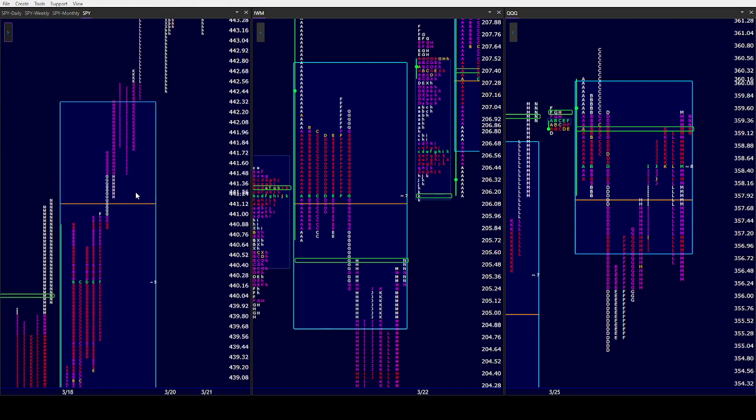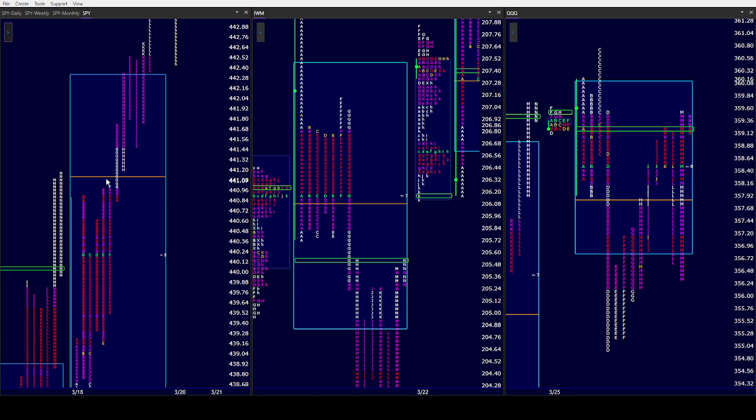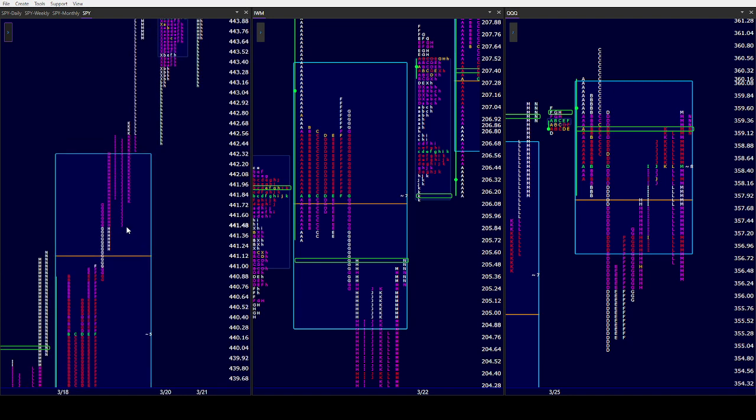Now, what's a textbook afternoon pullback low? I said you have to have single prints. Well, look at this. Here's your single prints in G. The market got too long, GHI. J tried to pull back. Didn't shake out many longs though, did it? And then it resumed higher. So that's a textbook afternoon pullback low.